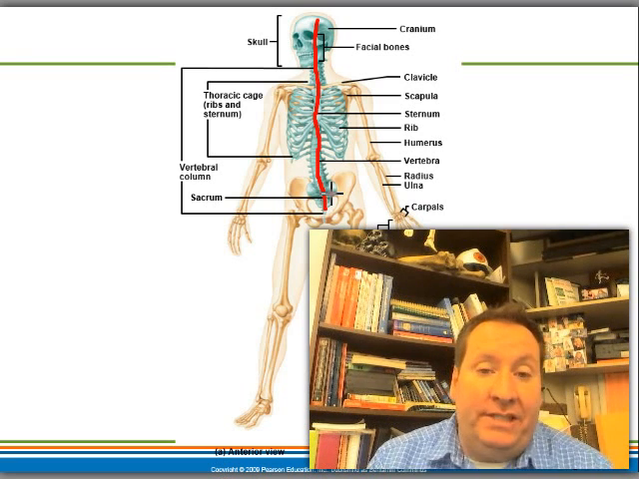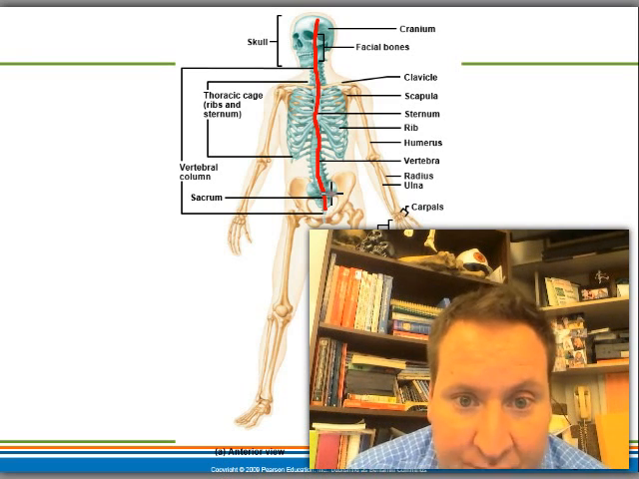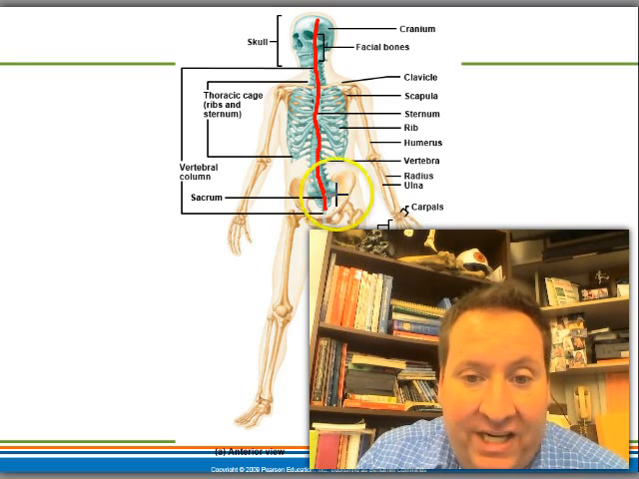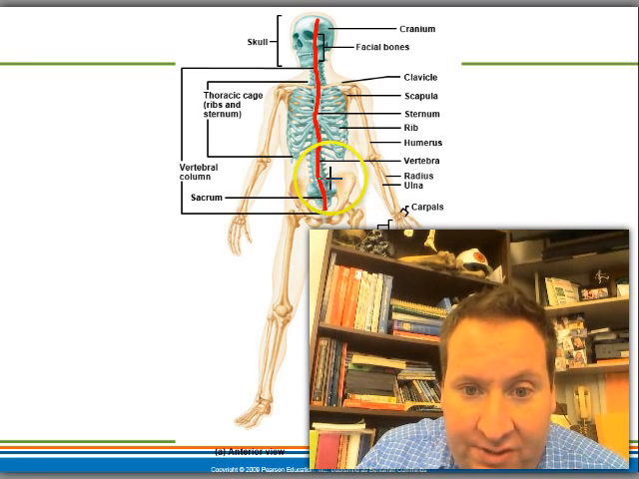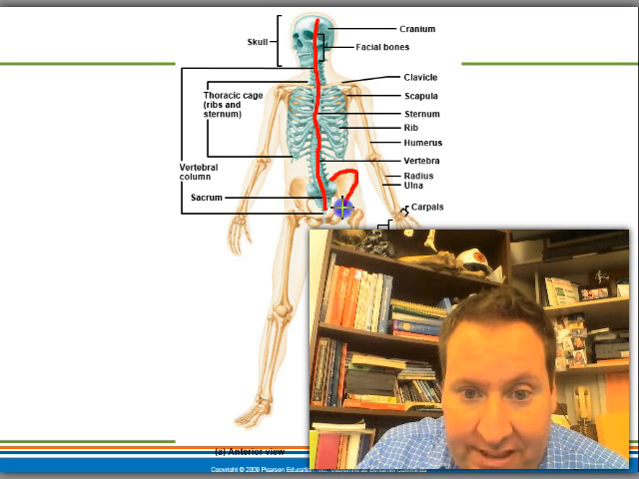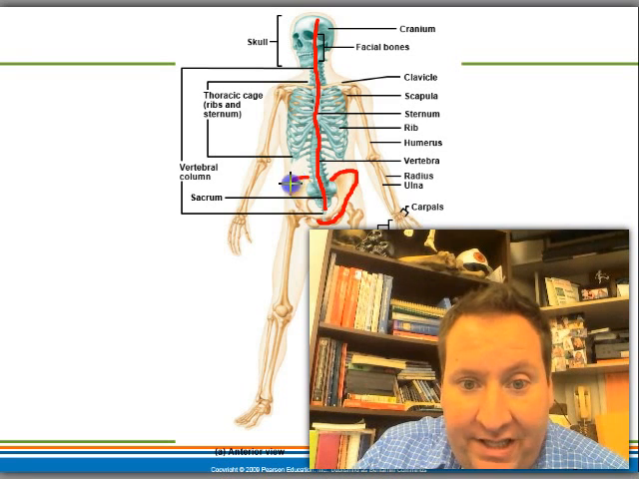The appendicular skeleton is dealing with your appendages. So it's dealing with your arms and legs, and then it also includes your actual coxal bone itself right here as part of the appendicular skeleton. So the appendicular skeleton is your appendages, is basically what it is.